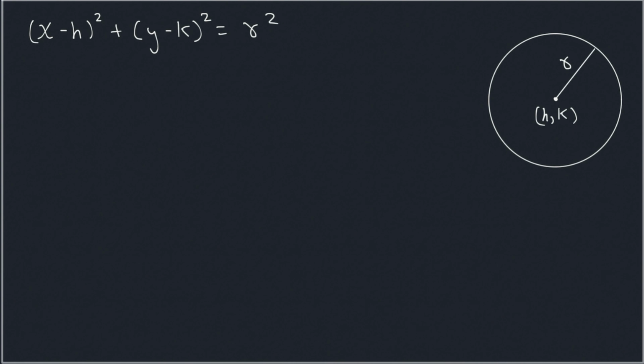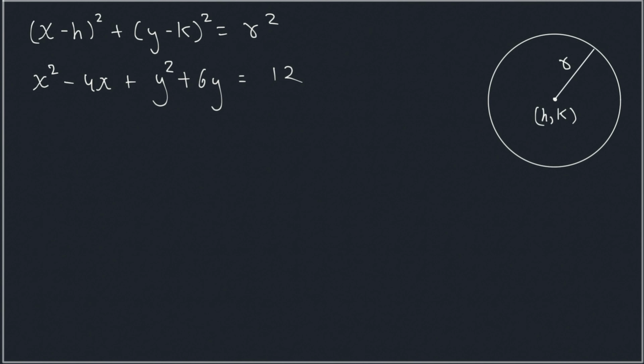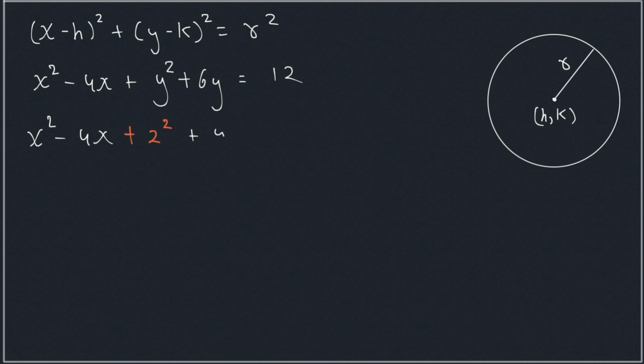Let's imagine we are given a quadratic equation such as x squared minus 4x plus y squared plus 6y equals 12, and we want to complete the square and make it look like the equation of a circle. Let's take a look at the x part of the equation. The coefficient of x is negative 4. Let's divide by 2. We will get 2 and add the square of 2 to both sides.